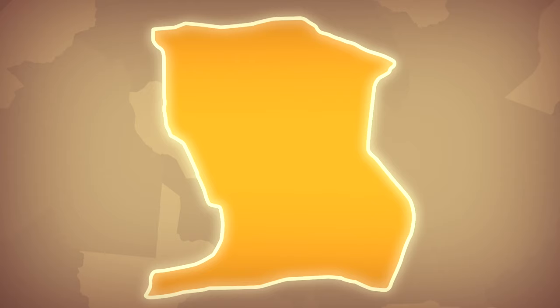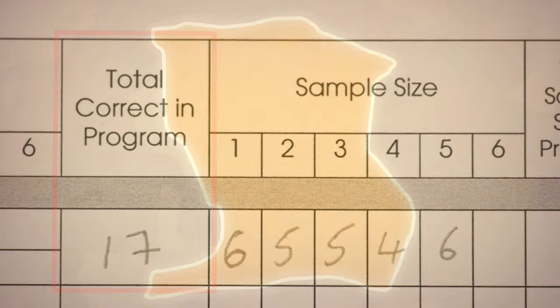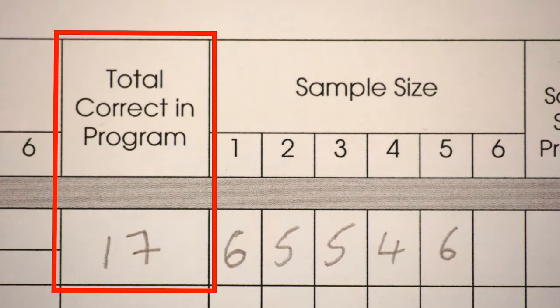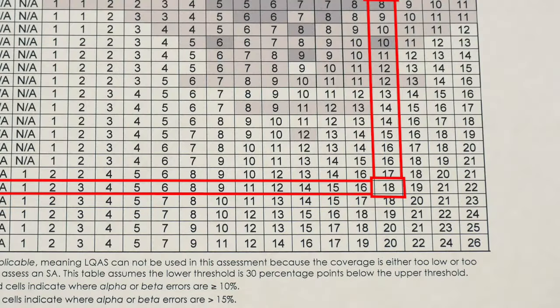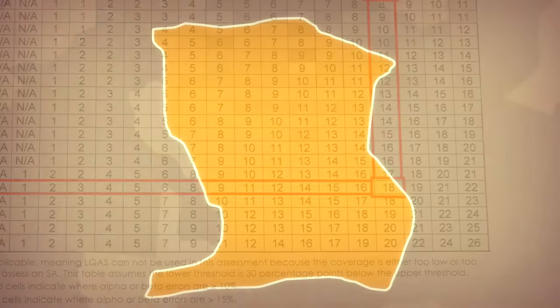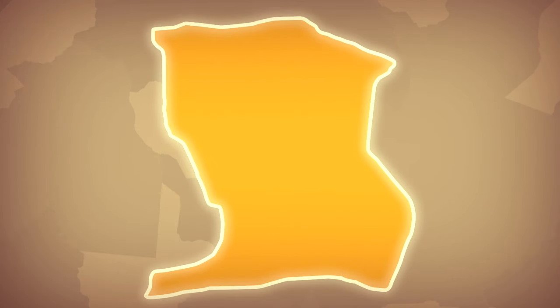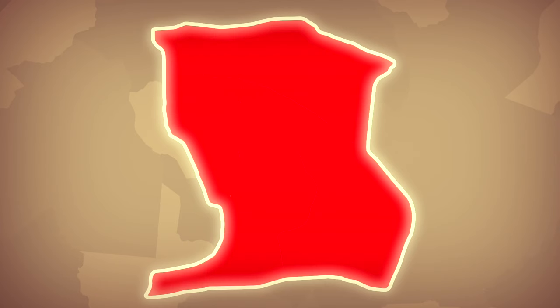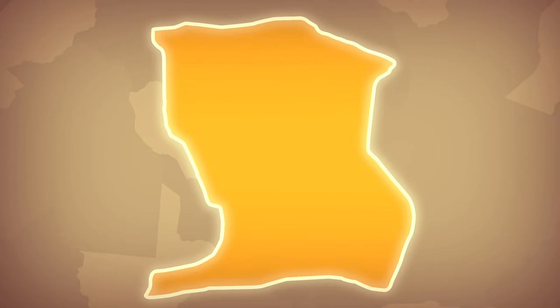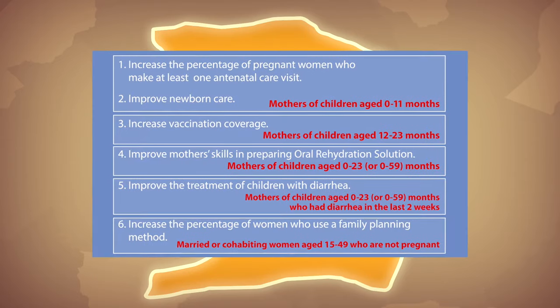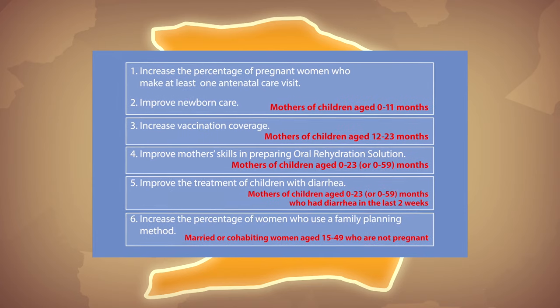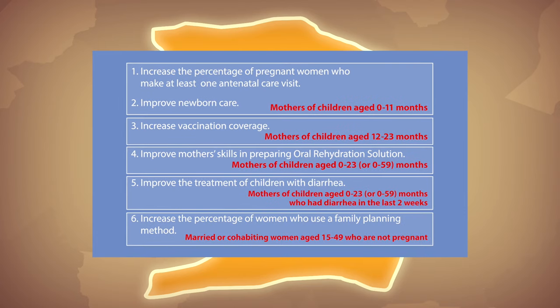Here, the total correct in program was 17. This is below the decision rule that we just found, 18. So this tells us that the catchment area as a whole is well below the target coverage for this indicator. This doesn't happen as often as you might think, because we usually use parallel sampling to gather data from different target groups, as you saw earlier.